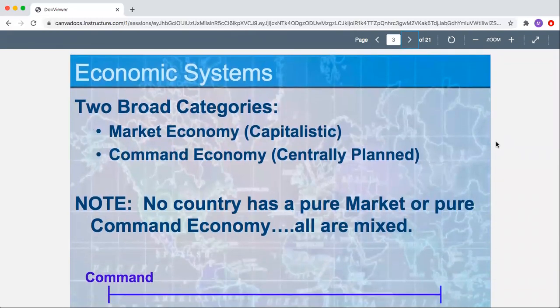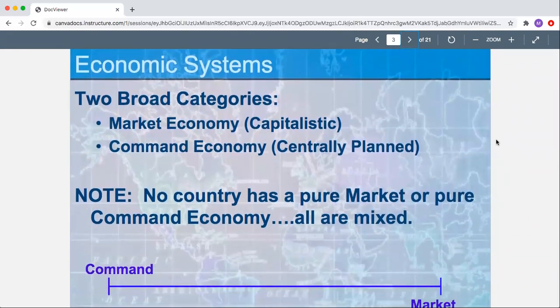So there's two broad categories. We have the market economy, which is very much capitalistic, and a command economy, which is centrally planned. When they say capitalistic, they mean more of on the end of making money. And the command economy is much more focused on everyone having a set amount.